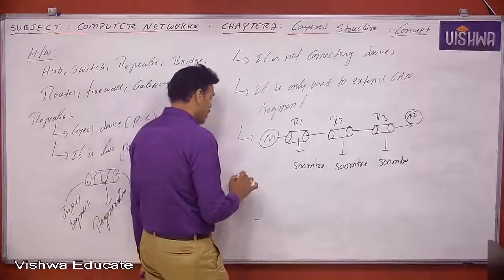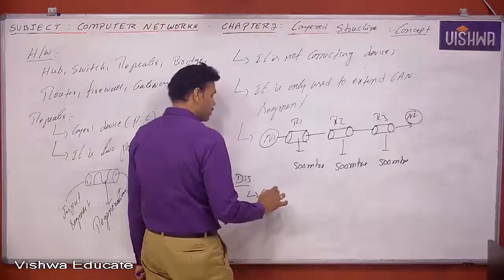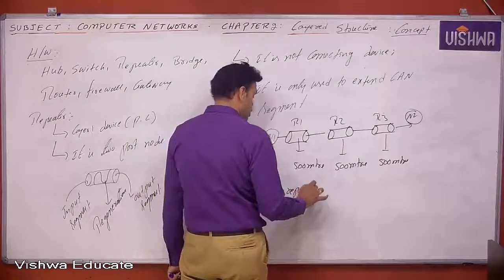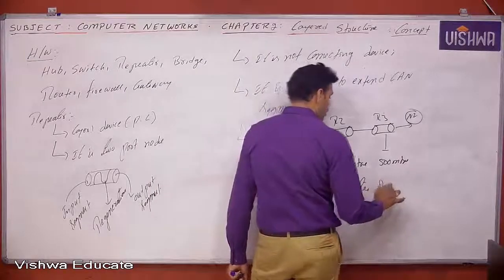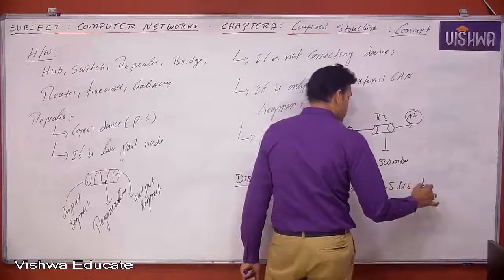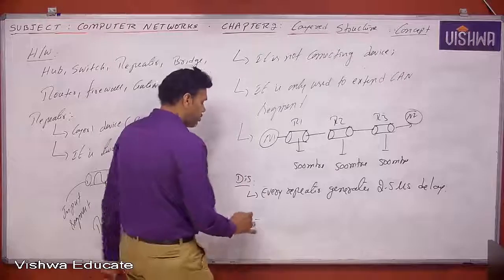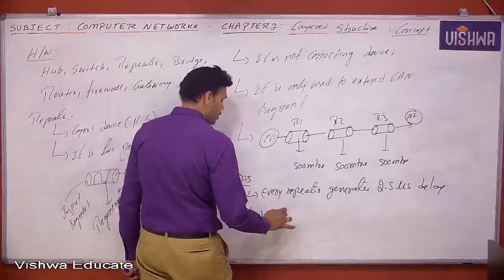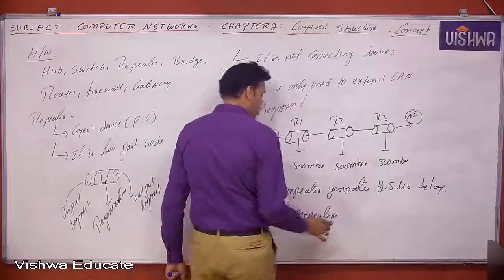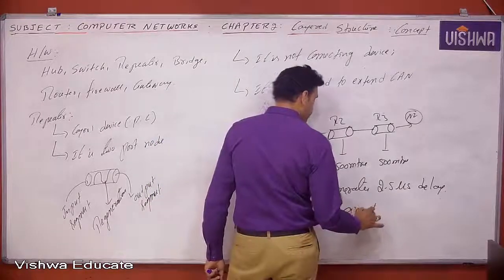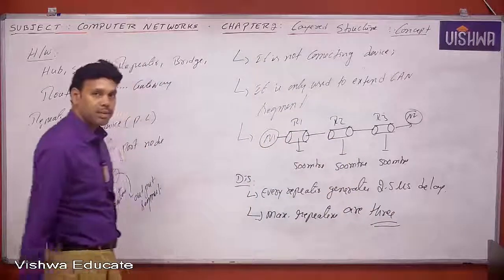So advantage is fine, but what is the disadvantage? Every repeater generates 2.5 microseconds delay. This is an important point. So I cannot have n number of repeaters. Maximum repeaters are 3. Okay, this is about repeaters.